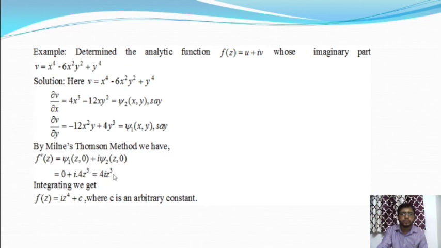Now integrating on both sides, it will give f of z is equal to iz to the power 4 plus c. The integration of z cube is z to the power 4 by 4, and 4 is cancelled from numerator and denominator, and c is an arbitrary constant.